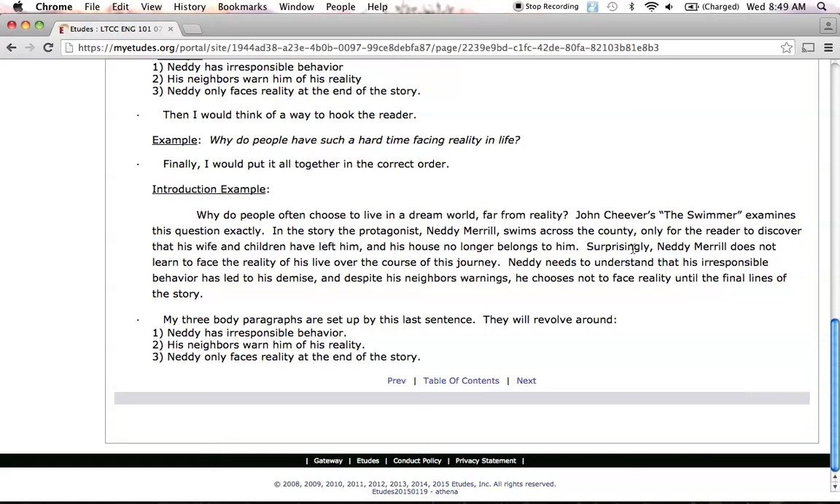Okay, surprisingly, so here is my thesis. Surprisingly, Neddy Merrill does not learn to face the reality of his life over the course of this journey. Okay, through this journey, he does not come to this realization, is what I'm going to be proving here. Okay, now my last sentence is giving the overview of my three body paragraphs.